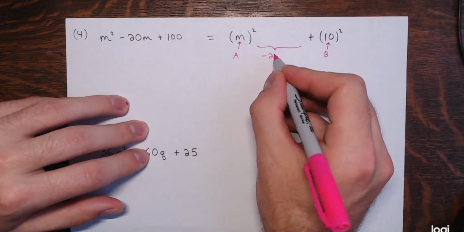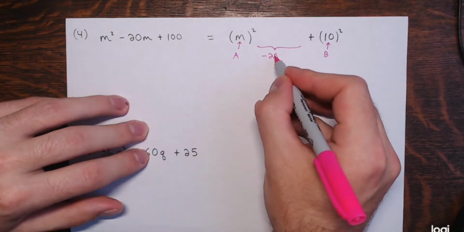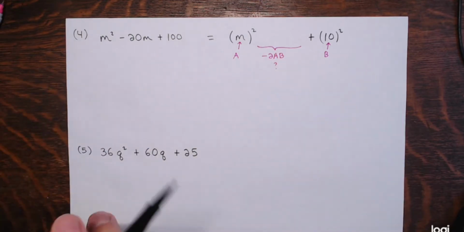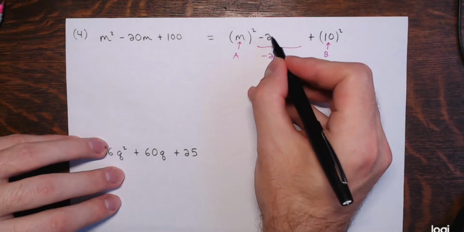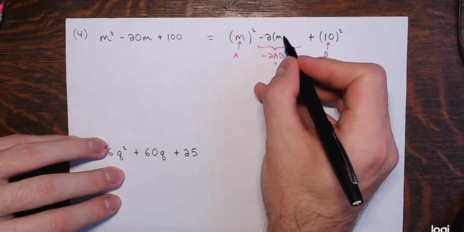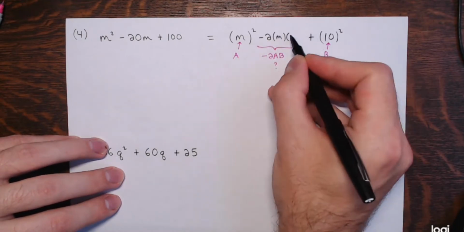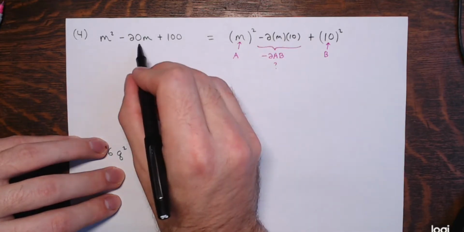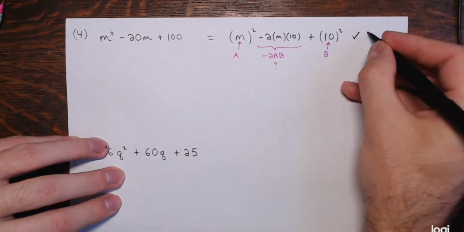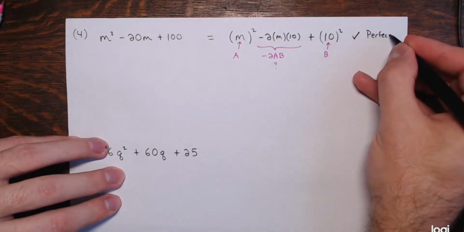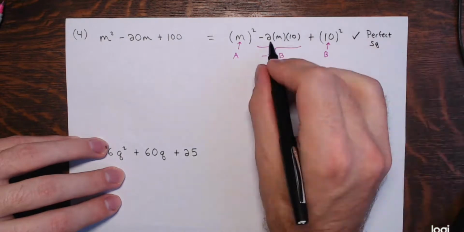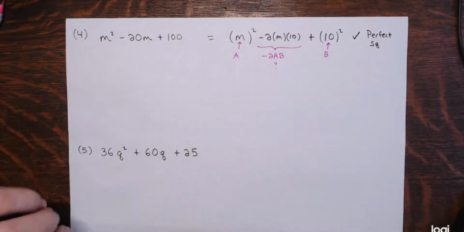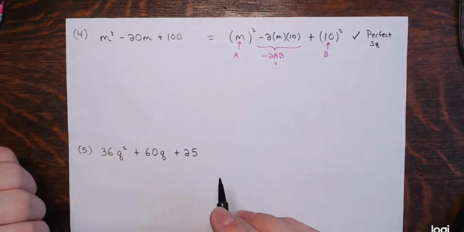It's a minus here, so is the middle term minus 2ab? Right, question mark. Well, let's see. Do minus 2 times a, which is m, times b, which is 10. That's minus 20m, which is what this middle term is. So check on that. This is a perfect square trinomial. Excellent. If this middle term wasn't the same as this middle term here, then I would say, oh, it's not a perfect square trinomial. And then I'd have to try factoring it by grouping or some other way.